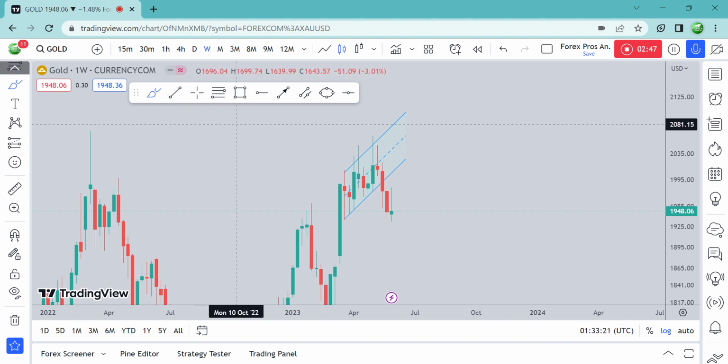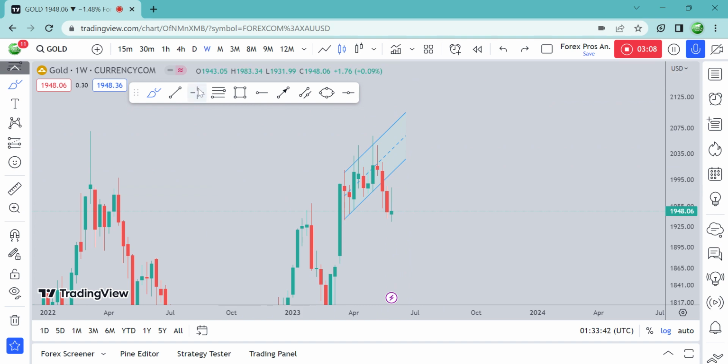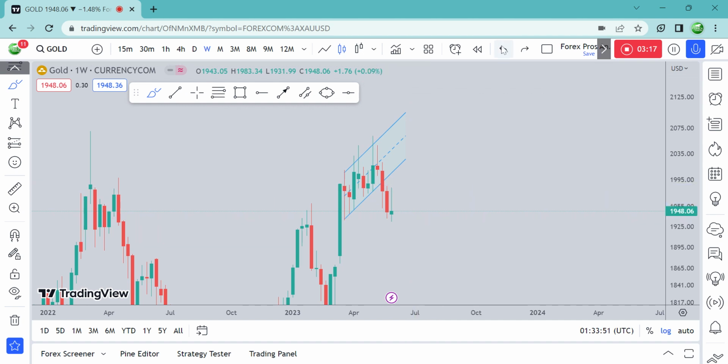Why? Because we have discussed that when the market makes a candle like this, in which the tail is greater than the body, in the next candle the market most probably tries to complete this tail. So next week, we can again expect the market to continue its move and try to reach 1980 to 1990 before coming down. So this is a small risk which we need to consider.